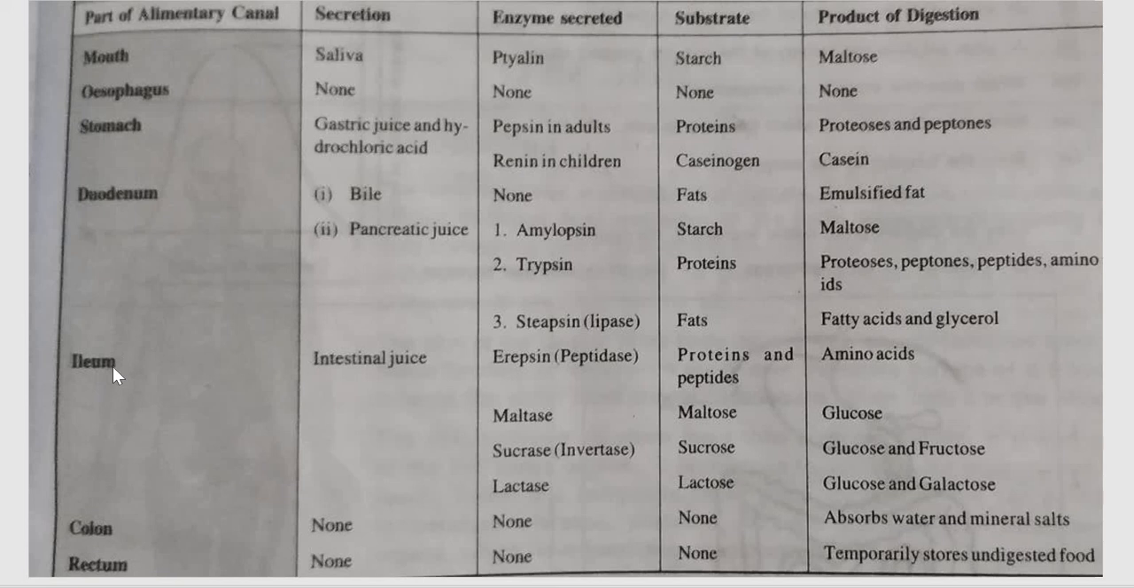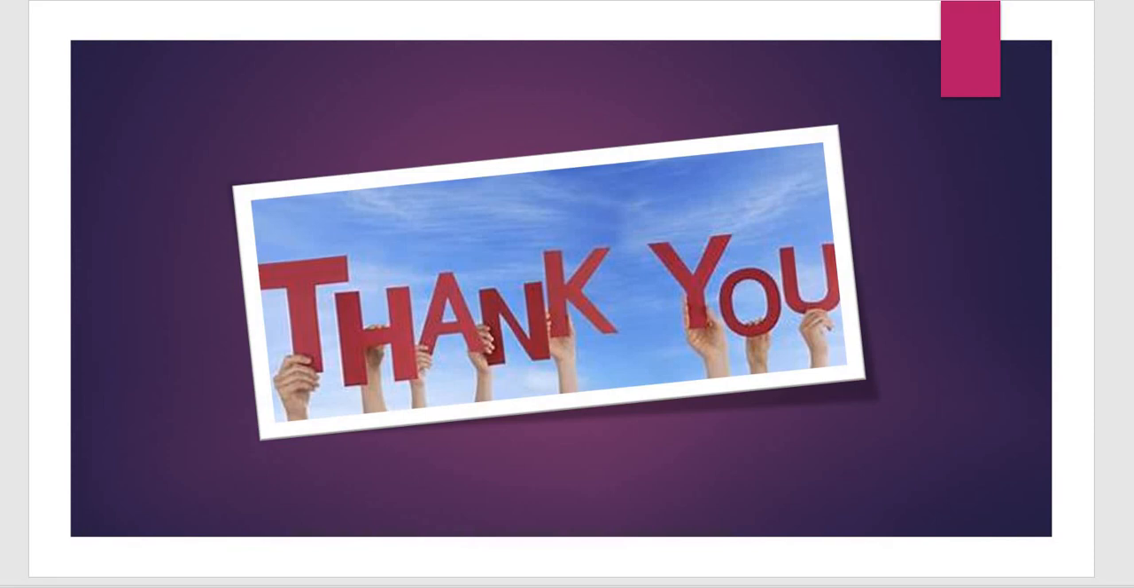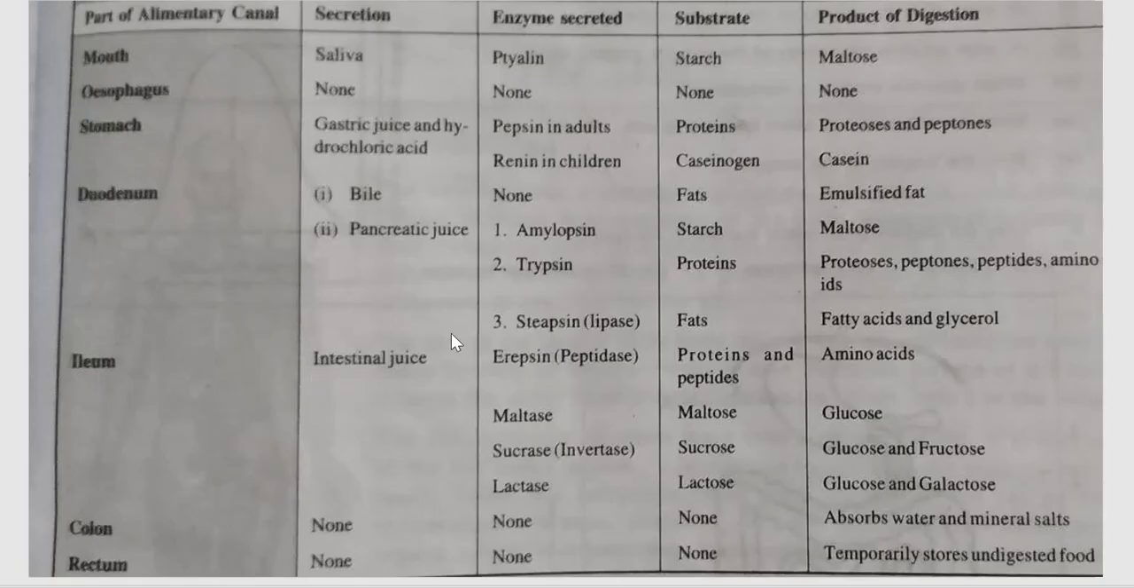Now, there are certain enzymes which are present in ileum also. In ileum, intestinal juices are secreted, and intestinal juices include erepsin or peptidase, which helps in digestion of proteins and peptides and converts proteins and peptides into amino acids. Here we have maltase, which helps in digestion of maltose into glucose. Here we have sucrase or invertase, which helps in digestion of sucrose and converts it into glucose and fructose. We have already discussed this enzyme in class. Lactase, it helps in digestion of lactose into glucose and galactose. Lactose is present in milk.